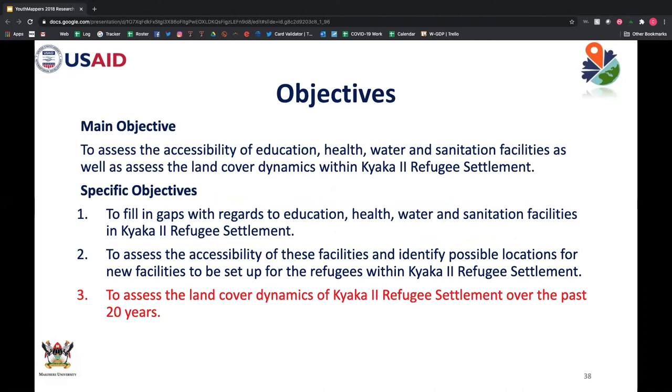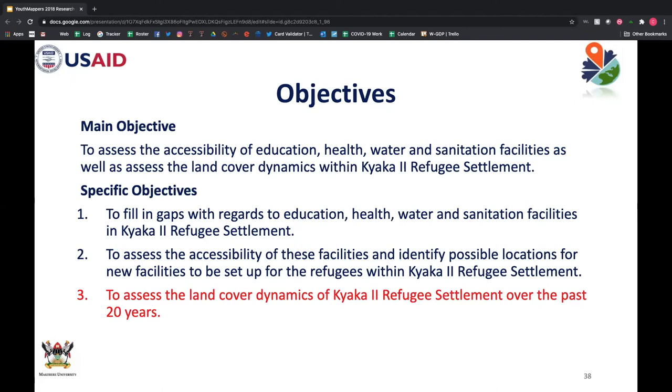For sustained resilience, these individuals require access to social services, such as education, health, food, and sanitation facilities. Whereas these facilities have been provided, it is questionable whether they are adequately accessible to promote resilience amongst refugees in this settlement. Also, given that refugee settlements are characterized by limited resources, refugees tend to rely heavily on the environment for resources such as food, energy, and building their houses, which can be detrimental to the environment in the long run if left unchecked.